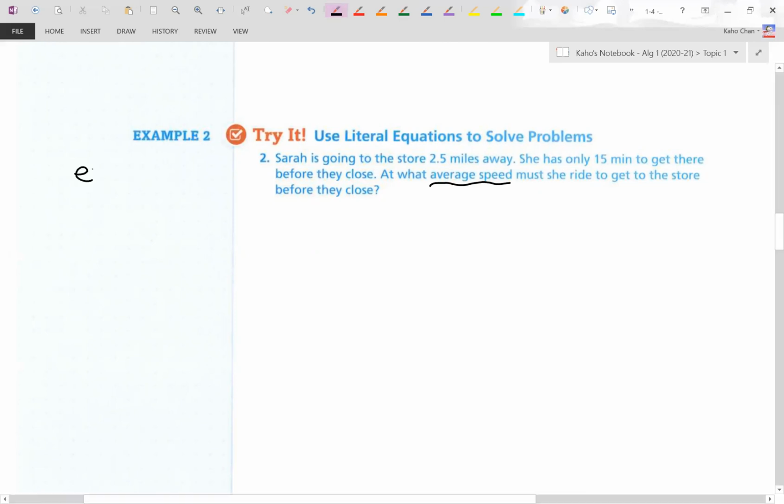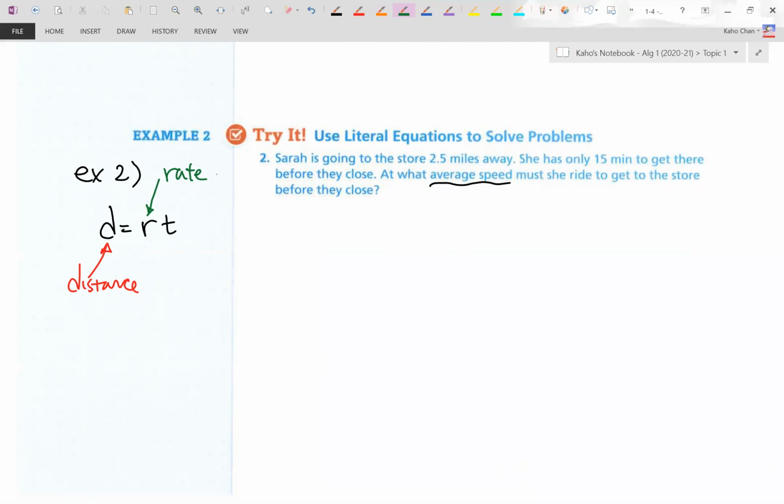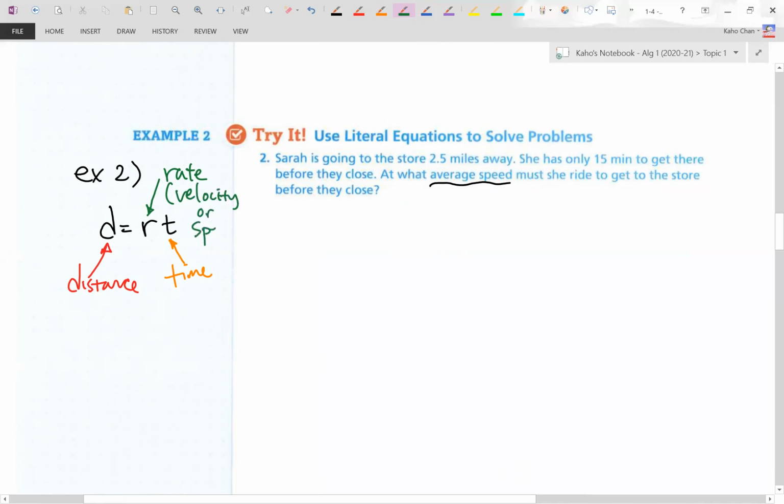In example 2 in the book, they invoke this formula, which we brought up earlier. D equals RT. D stands for distance. R is rate. In the physics and math world, 2 other words mean the same thing for rate. That includes velocity or speed. T, of course, is time.